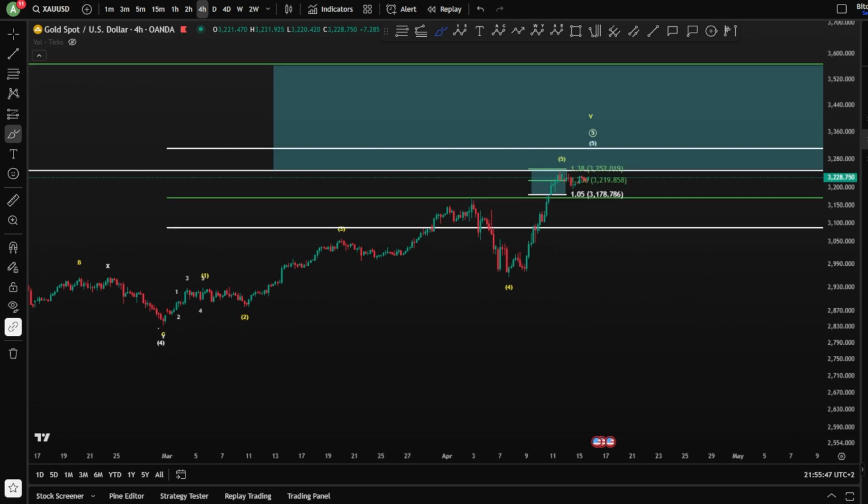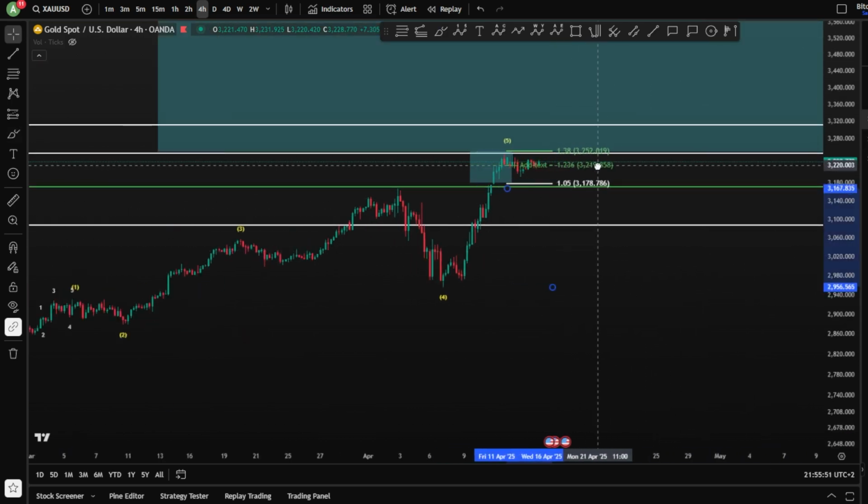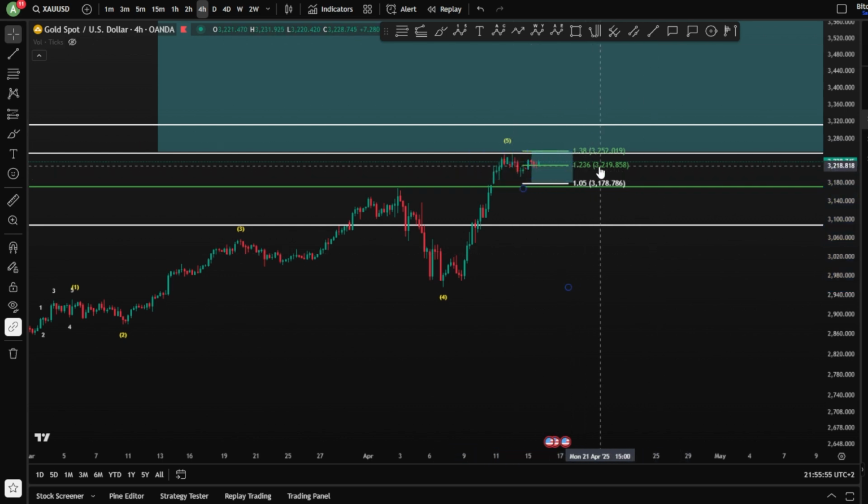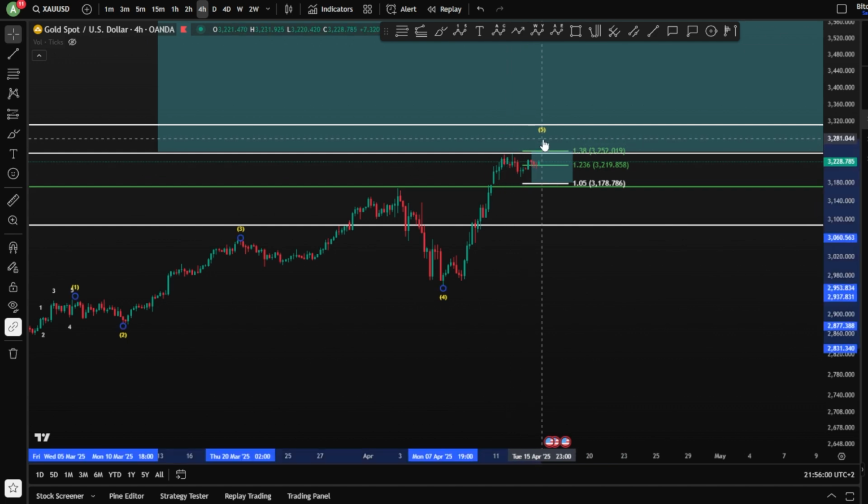In this case scenario, we might have the following price action. Now I'm going to explain those fib levels that I'm looking at right now here, the 1.38 and the 1.05. What do they mean?